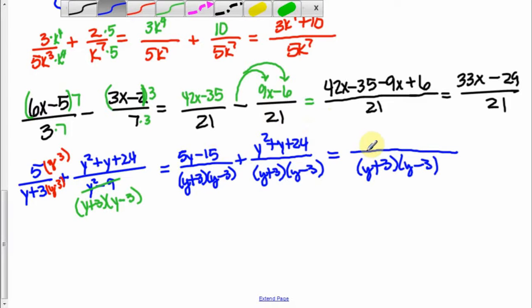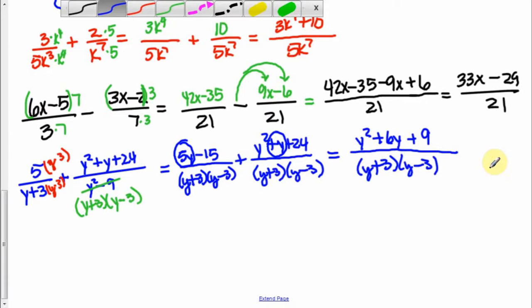You want to write your answer in your numerator in descending order of y. So you want it to go from the highest power of y down to the lowest power of y. So I don't see any y squares, so I'm going to go ahead and put that there. I have a 5y and a 1y, both positive, so that adds to be positive 6y, so you put plus 6y. And then I have a negative 15 and a positive 24, so that adds to be plus 9.